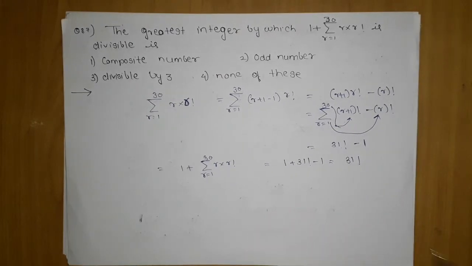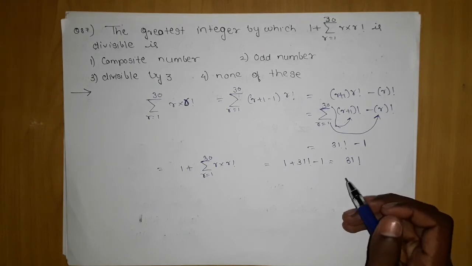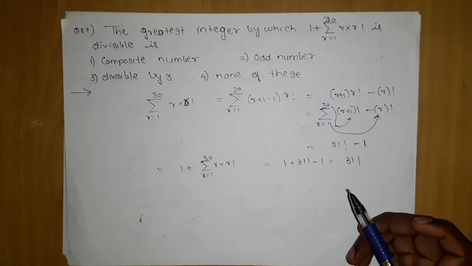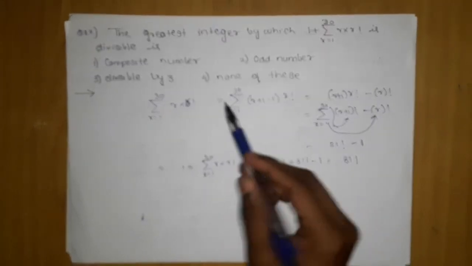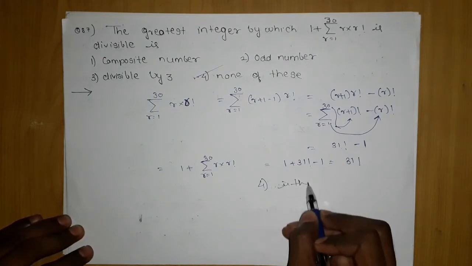Okay, so now 31 factorial. If you observe clearly, 31 is a prime number. It will be divisible by itself only. So none of these. Fourth is the answer.